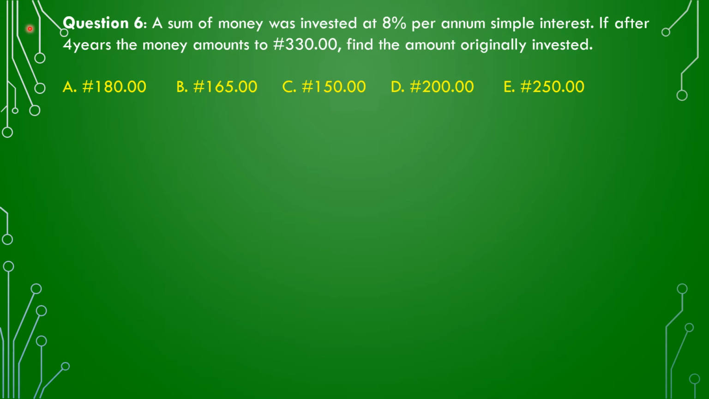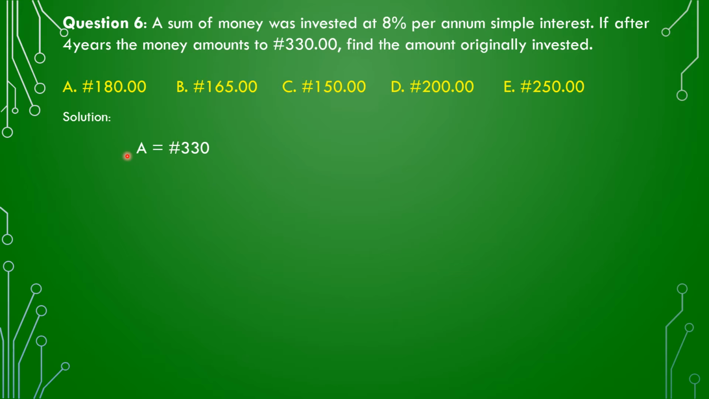Question 6. A sum of money was invested at 8% per annum simple interest. If after 4 years, the money amounts to 330 naira, find the amount originally invested. The options are A, 180 naira, B, 165 naira, C, 150 naira, D, 200 naira, and E, 250 naira.